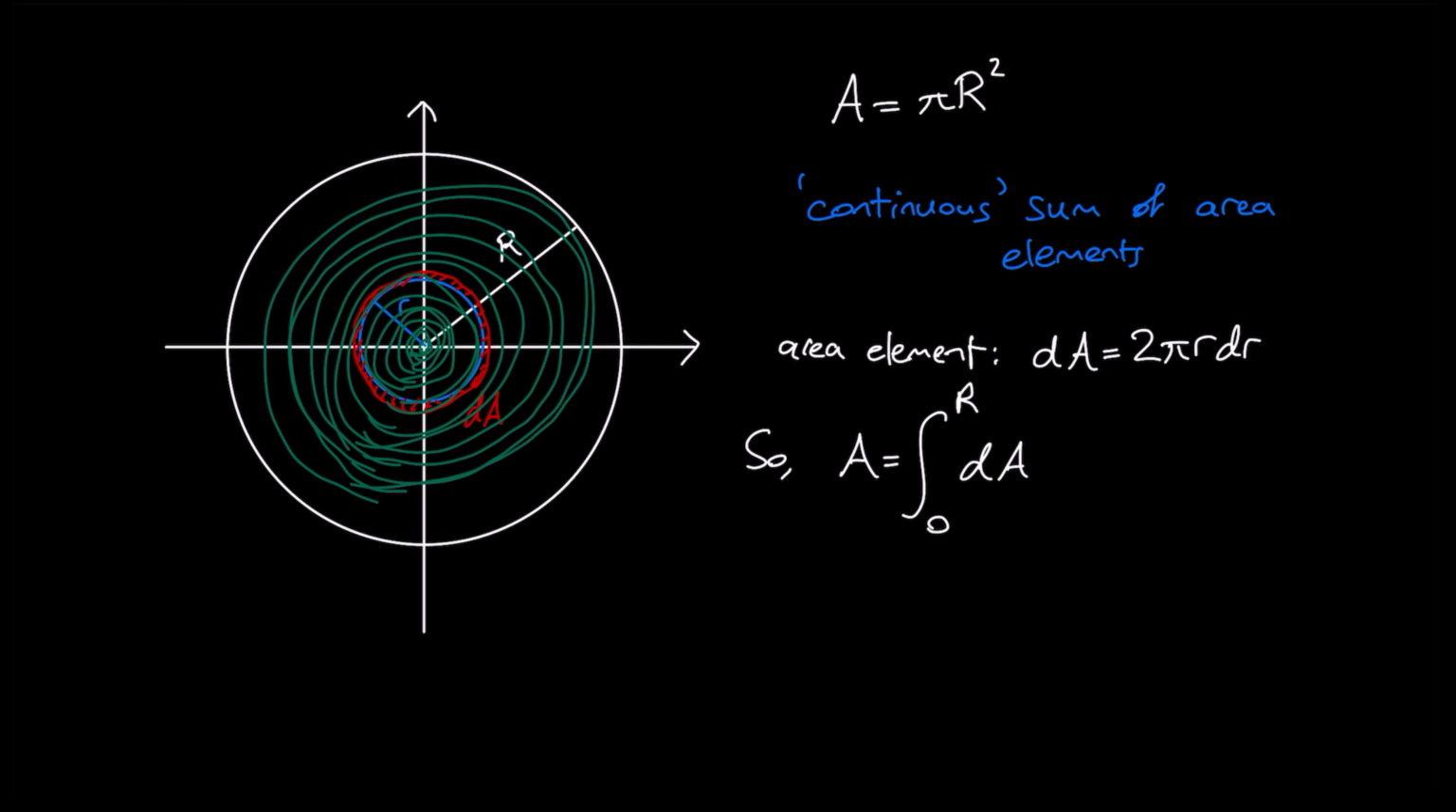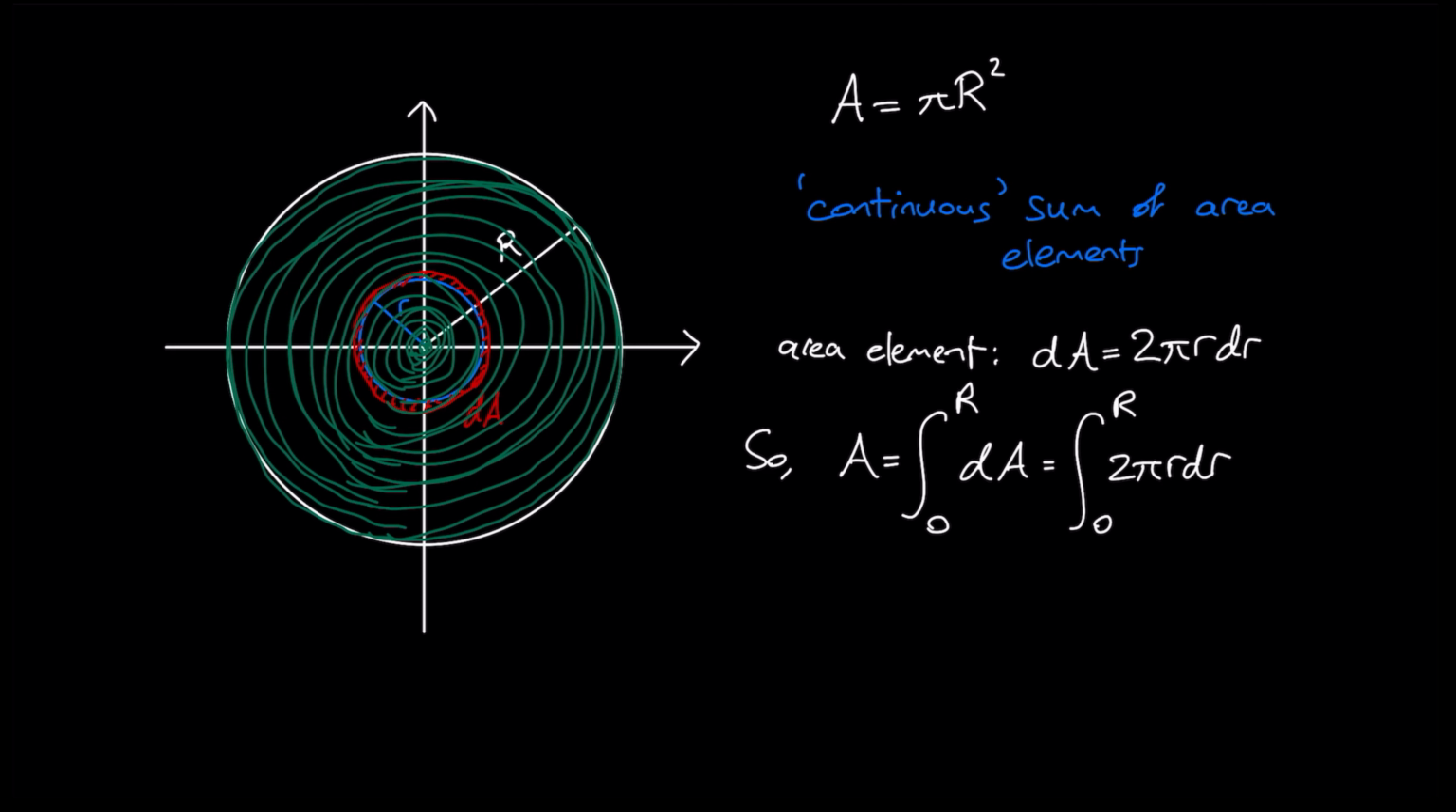Kind of adding together infinitely many of them, starting right in the center where the radius of the circumference is 0, and ending up right at the edge where the circumference is at a radius of R, capital R that is. So we're adding together all these circumferences from a radius of 0 to a radius of capital R. So we have the integral from 0 to capital R, 2 pi r dr.